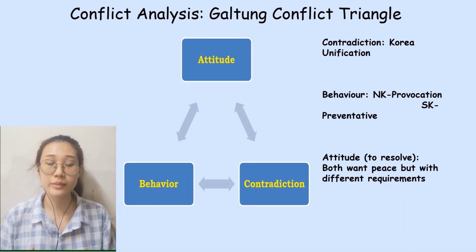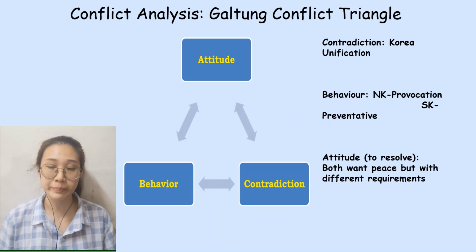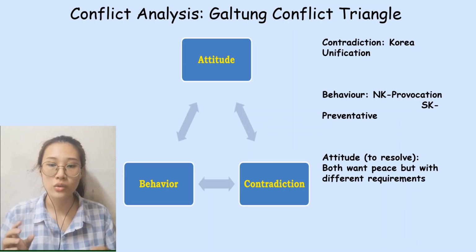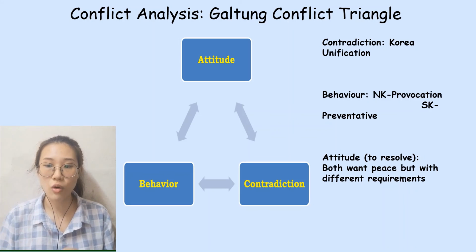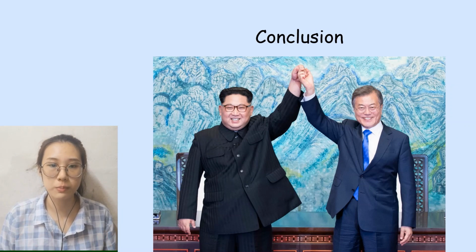Then we move to the element of the attitude of both Koreas in resolving the conflict. Undeniably, both Koreas want peace, but North Korea's attitude in achieving peace is intertwined with its regime security. North Korea has strongly emphasized the need to terminate the US hostile policy on the Korean Peninsula, which is perceived as paramount to North Korea's security. In contrast, South Korea's conflict resolution is formed on the prerequisite of North Korea's denuclearization.